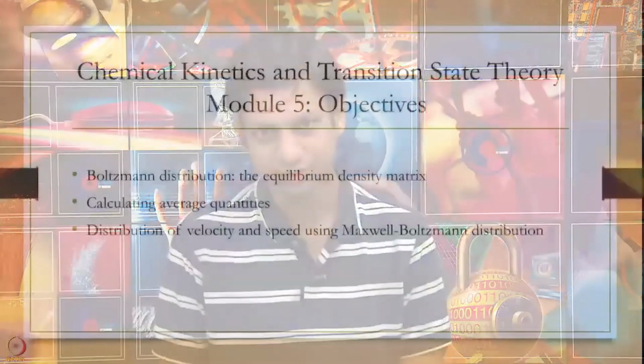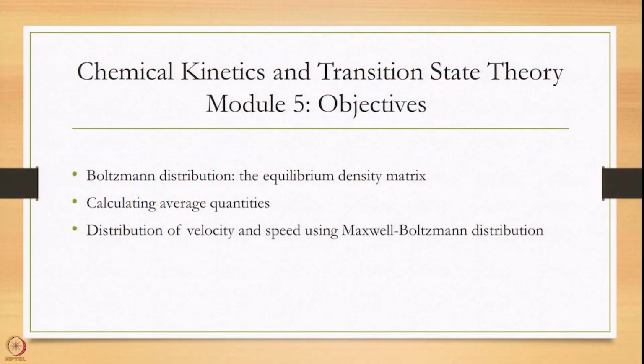Hello and welcome to module 5 of chemical kinetics and transition state theory. Today we are going to use the dynamics in phase space that we learnt in the last module and calculate what is the equilibrium density matrix. This is a very famous relation which is attributed to Boltzmann. We will use this equilibrium density matrix to calculate average quantities and then we will calculate the Maxwell-Boltzmann relation.